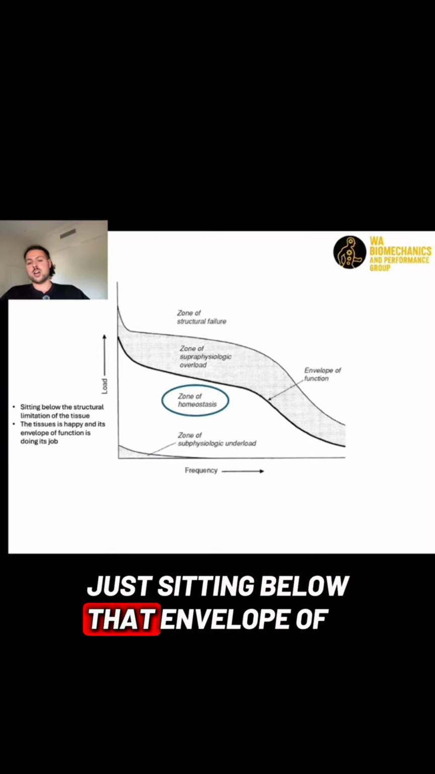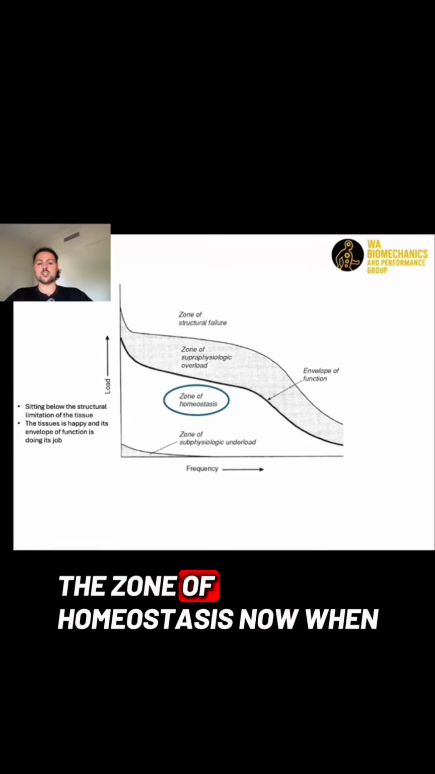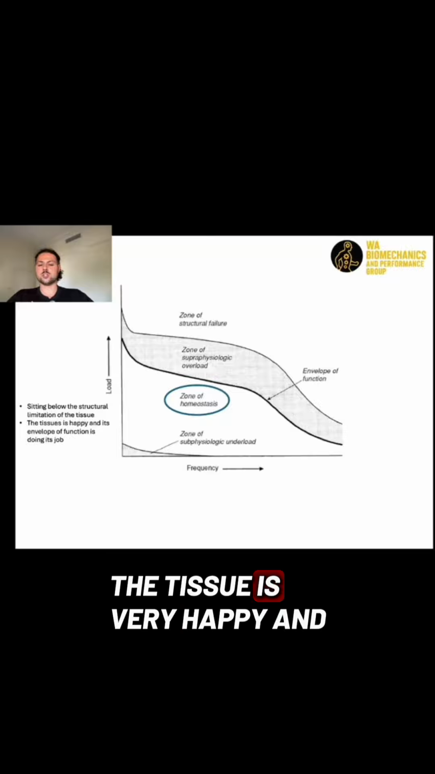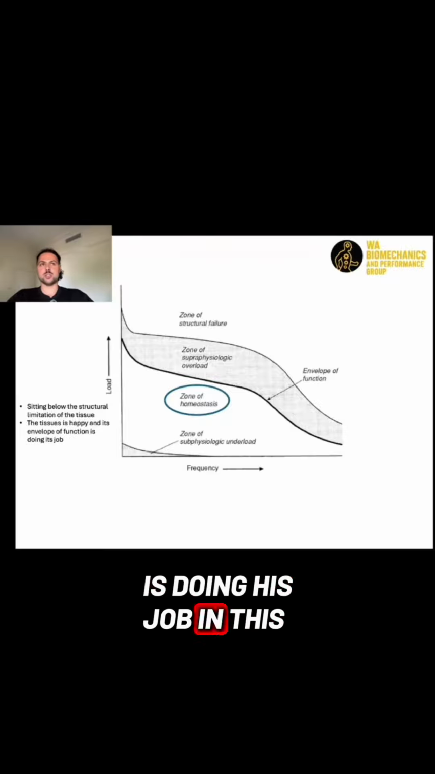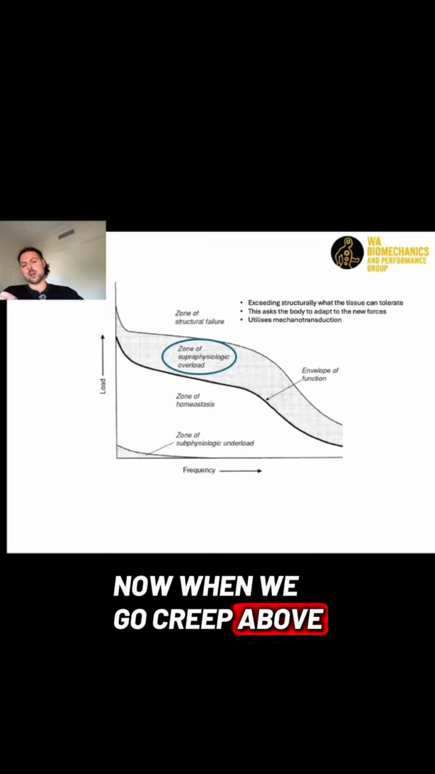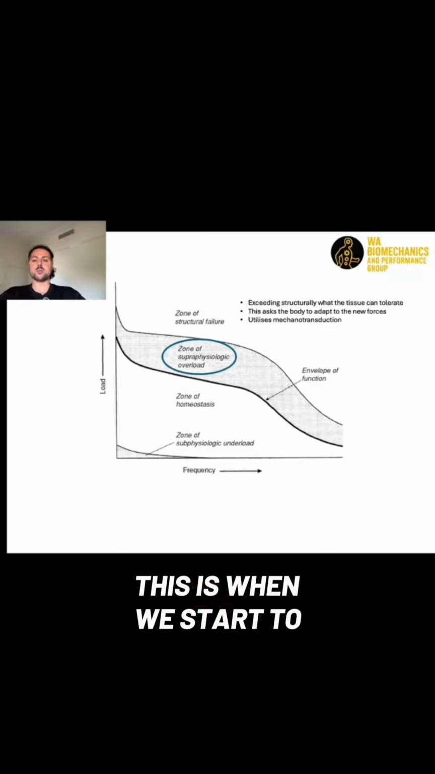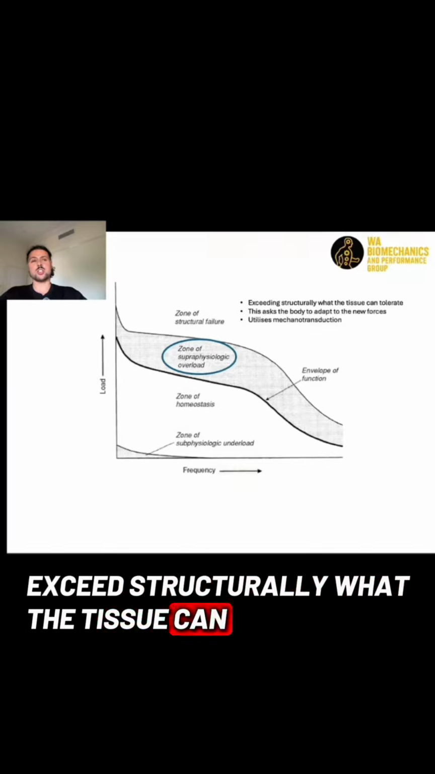Now, just sitting below that envelope of function is the zone of homeostasis. Now, when we do activities in this area, the tissue is very happy and is doing its job in this area. Now, when we creep above that envelope of function line, we get the zone of supraphysiologic overload. This is when we start to exceed structurally what the tissue can tolerate.